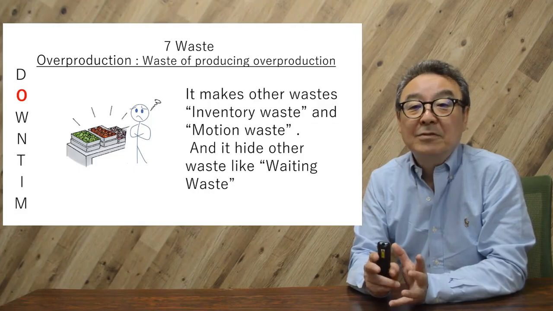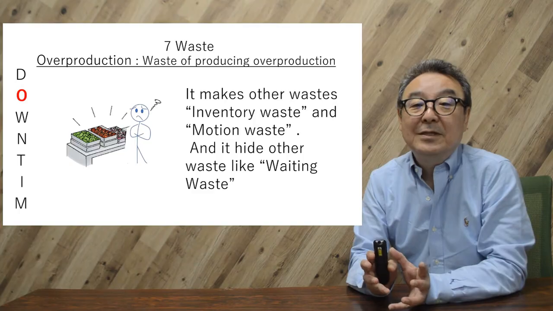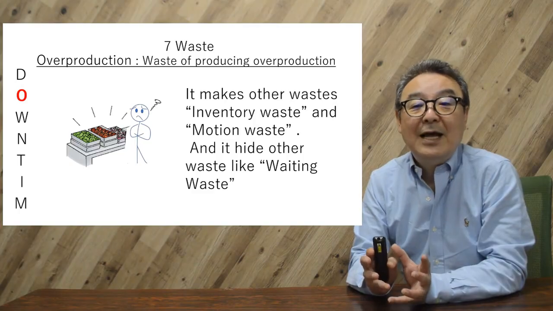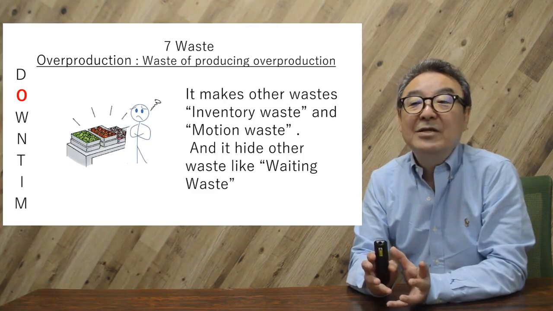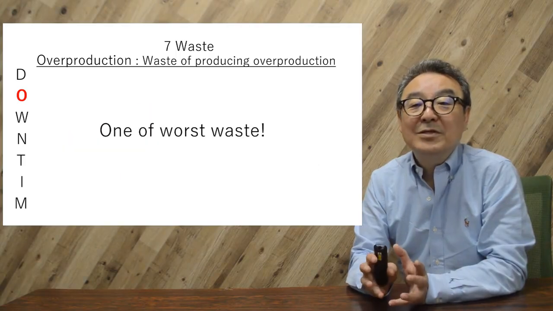O, overproduction. Waste of producing too much. This waste makes other waste, like inventory waste and motion waste. And sometimes it hides other waste, like waiting waste. So this waste is one of the worst wastes.